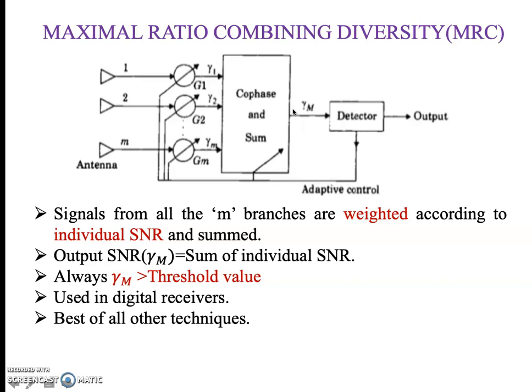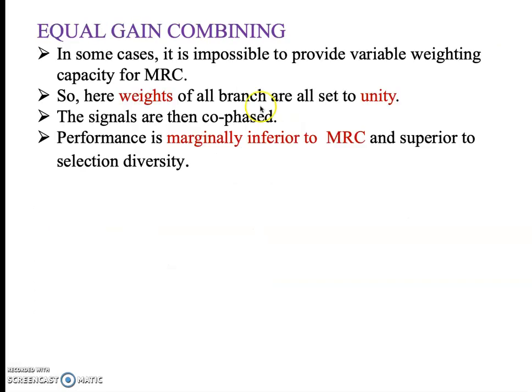In order to overcome this drawback of maximal ratio combining diversity, that is the MRC technique, we have the equal gain combining technique. What happens here is that instead of varying the weights, all the weights of the branches are set to unity. That is the only difference between the equal gain combining technique and the MRC technique. Apart from this, all other things are the same. So here the signals are co-phased and then summed. So this block is the same.